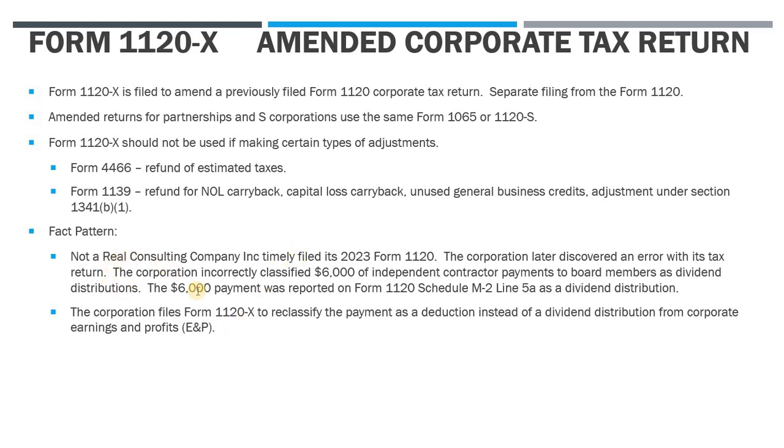So in the fact pattern here, we've got the consulting company timely filed its 2023 Form 1120, but it later discovered an error with its tax return. What happened is they incorrectly classified $6K of independent contractor payments as dividend distributions. So the $6,000 payment was originally reported on the 1120, Schedule M-2, line 5a as a dividend, and that was incorrect. So they've got to file the amendments to reclassify those payments.